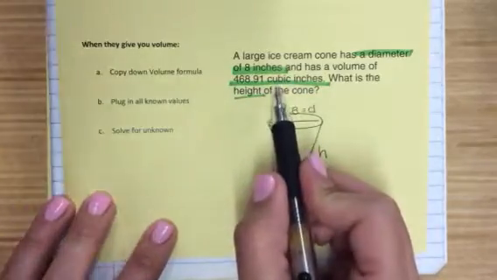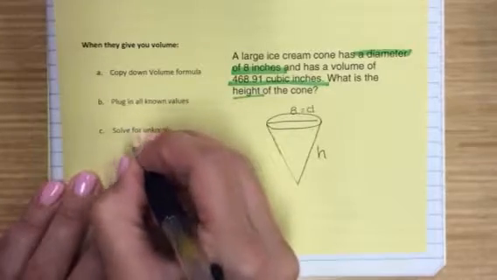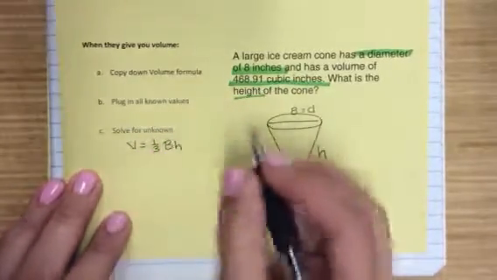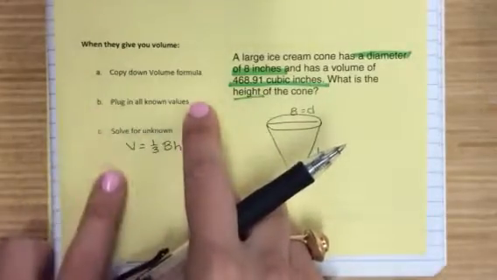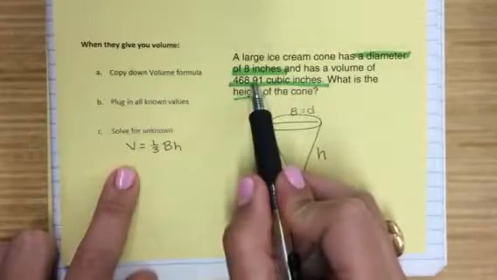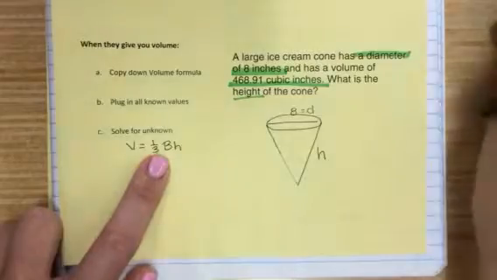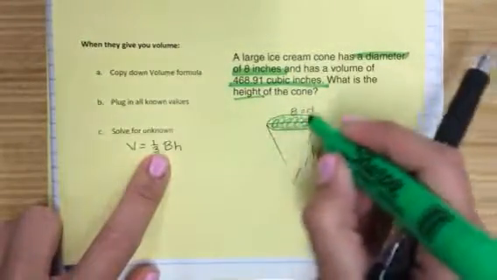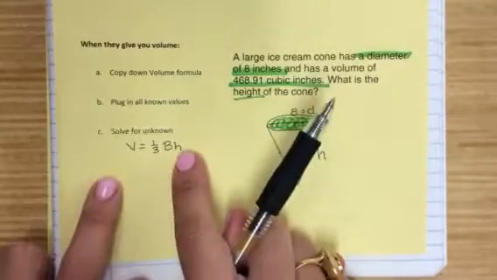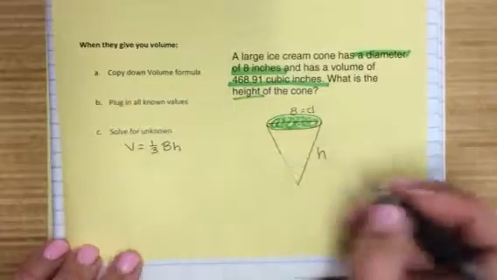They do give you the volume, so you need to copy down your volume formula. Plug in all of your known values. So let's see, I know volume. They give me volume. I have the 1/3. Area of the base, that's for my circle. And I do have information there, so I can figure that out. H is what I cannot figure out. So let's go ahead and figure out capital B.